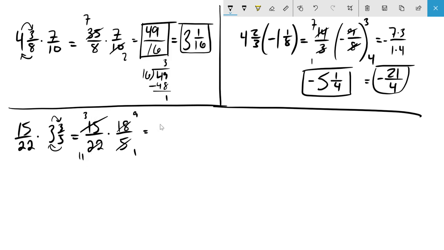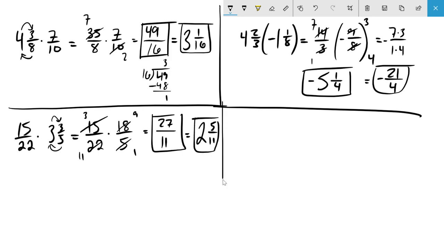So you got 3 times 9 on top, which is 27. And 11 times 1 on bottom, which is 11. So that'd be your mixed number answer. 11 goes into 27 2 times, because 2 times 11 is 22, and then that would be 5 left over. So that would also be your mixed number.